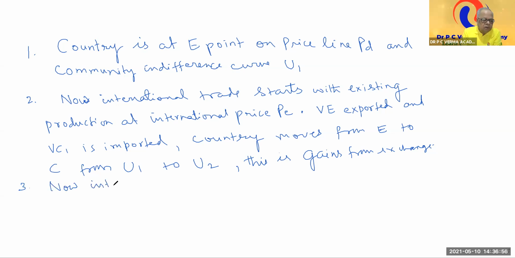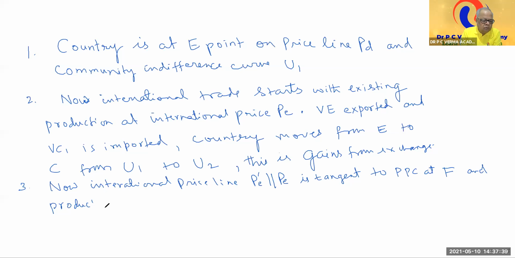Now, the international price line dash, which is parallel to the earlier one, is tangent to the PPC at F, and production equilibrium shifts from E to F.